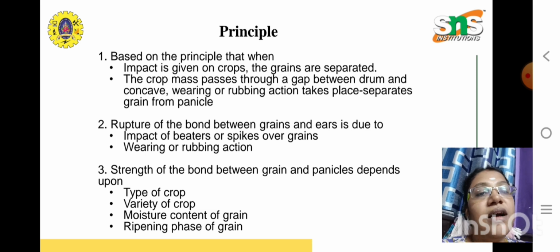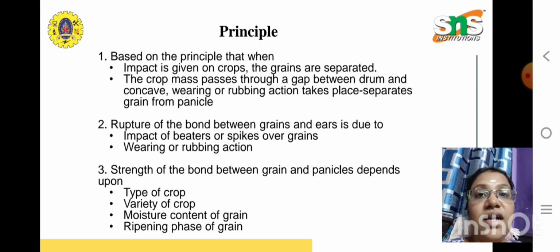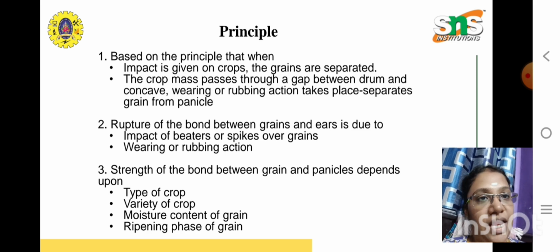Third is the strength of the bond between the grain and the panicle. That we can determine with the help of what type of crop, the variety, the moisture content of the crop, and the ripening phase of the grain.